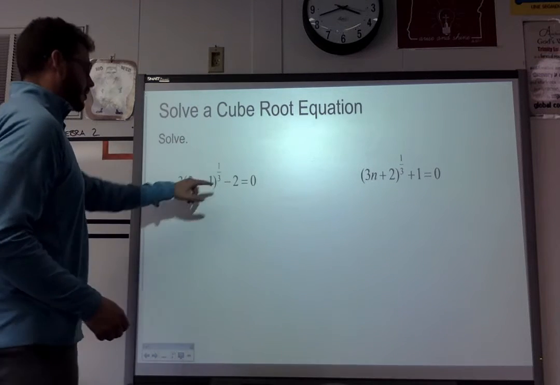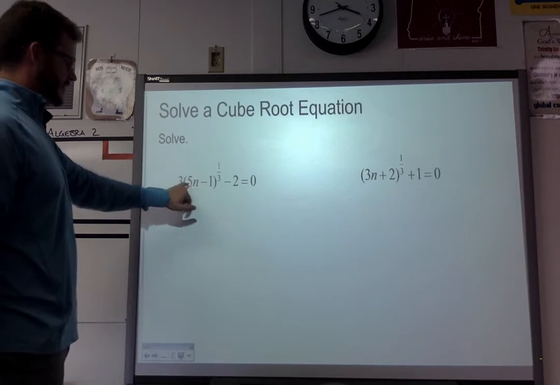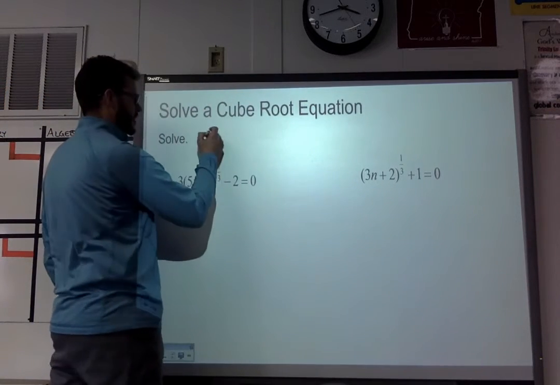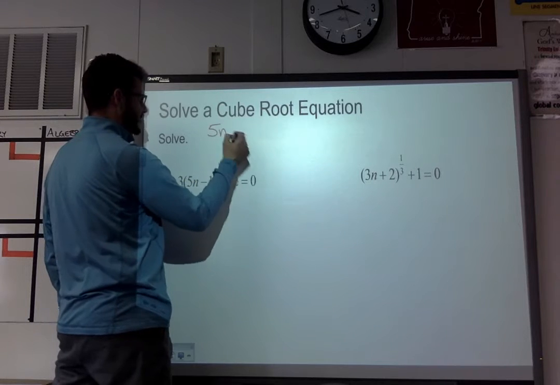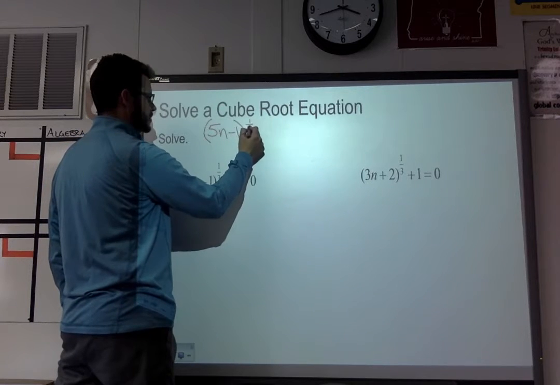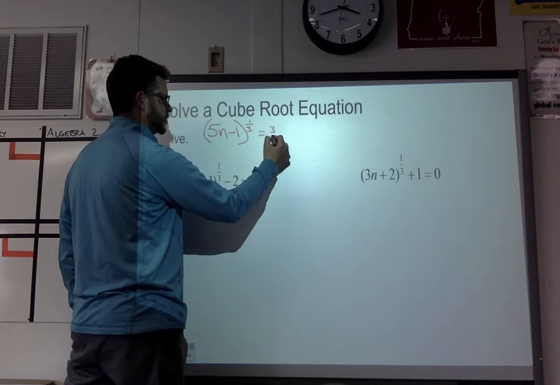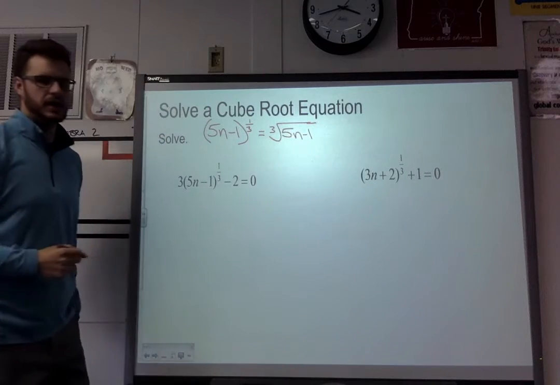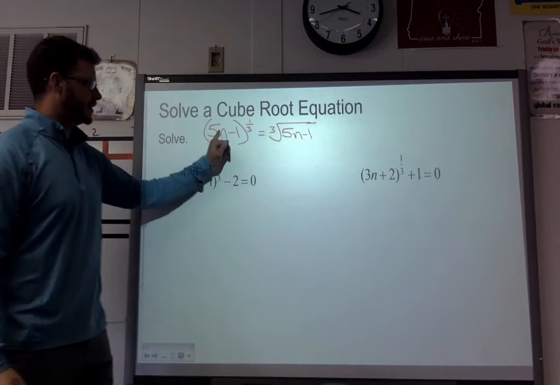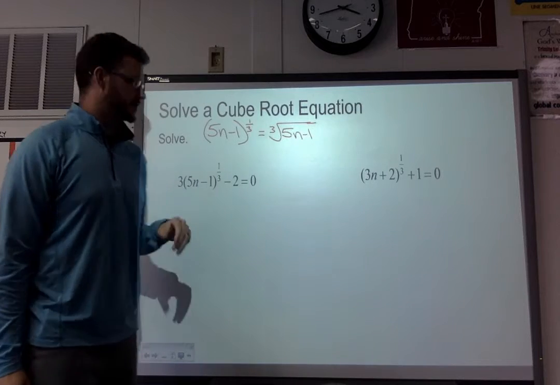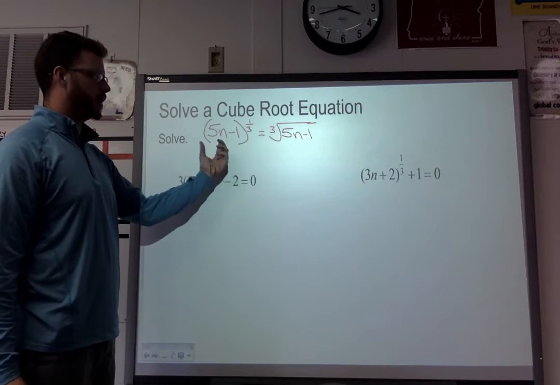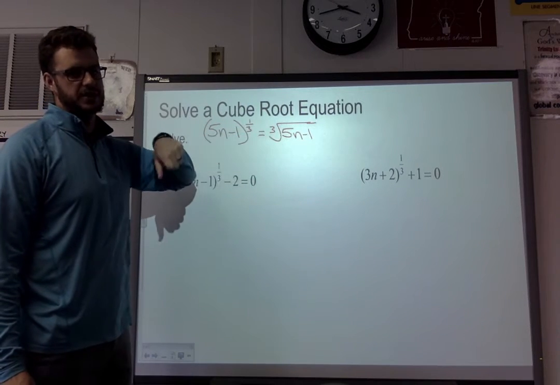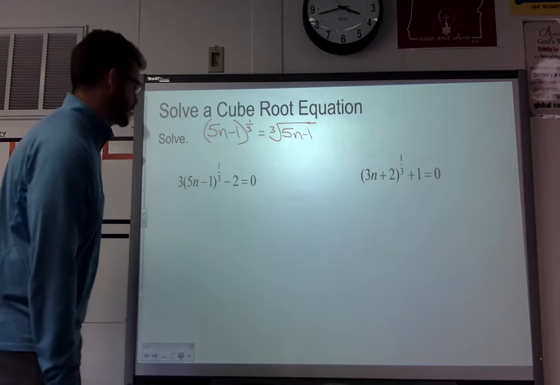So here I have them written as 5n minus 1 to the 1/3 power. If you remember, 5n minus 1 to the 1/3 power is equal to the cubed root of 5n minus 1. So even though I have them written a little bit different, these are the same thing. Just like in order to get rid of a square root, we square an expression, in this case, in order to get rid of the cubed root eventually, we are going to cube the expression.